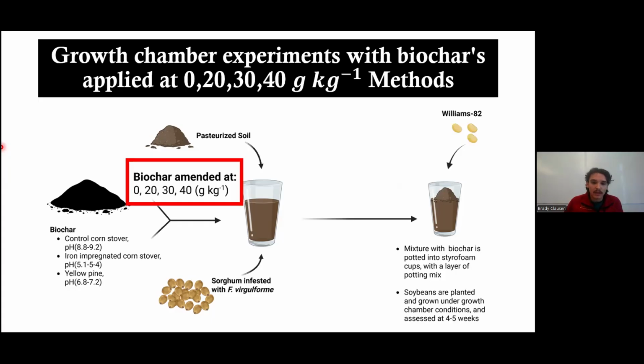After we mixed that all up in our pots, we planted Williams 82 soybeans. We planted 3 of those, and after emergence, we thinned to just a single seedling. For the rest of the time, we watered. Then after about 4 to 5 weeks, we took the experiment down and analyzed plant growth parameters as well as disease severity parameters.